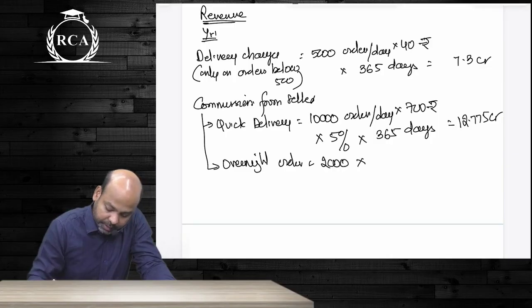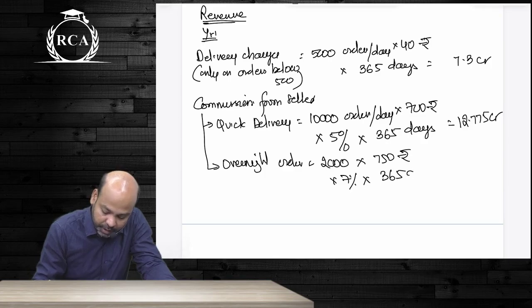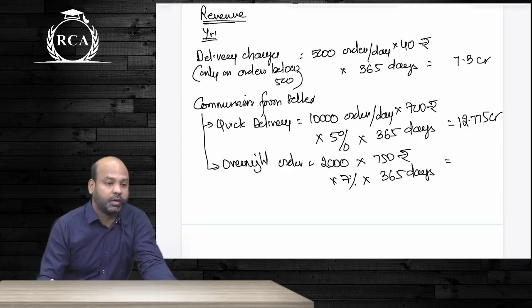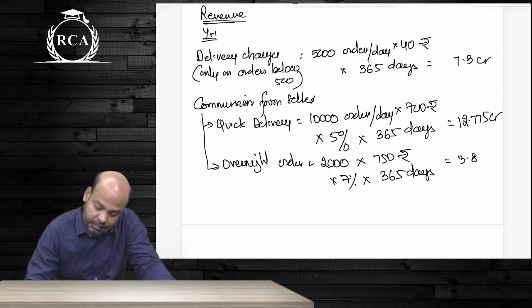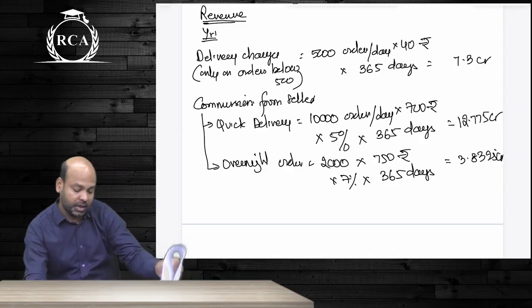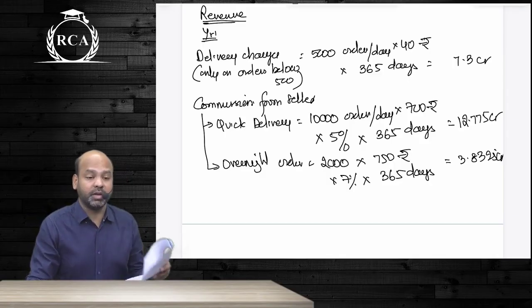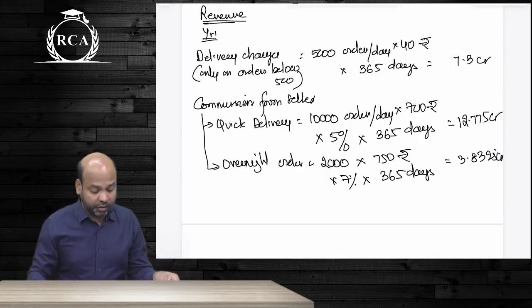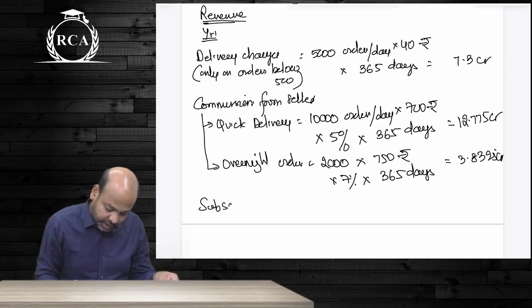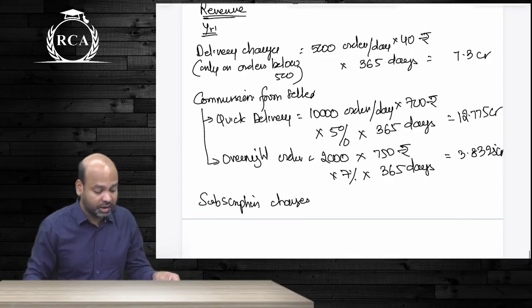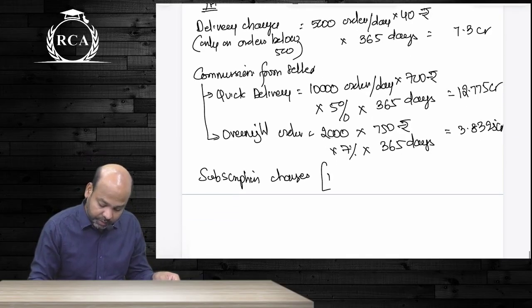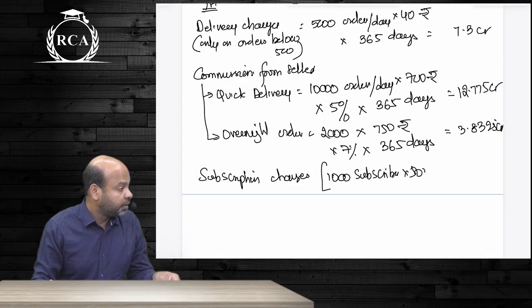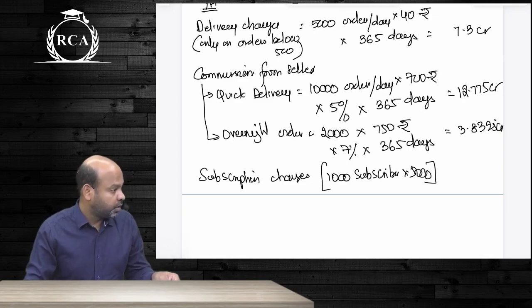2,000 orders multiplied by 750 rupees multiplied by 7% multiplied by 365 days. 3.8325 crores. This is the amount of commission that we are getting from overnight orders. Any doubt in this part? Abhi guys, are we also charging subscription charges? I told you beta subscription charges में गलती हुई है. Actual number of subscribers should have been 4,000, but then they are taking how much beta? 1,000. So I'll write 1,000 subscribers multiplied by how much are they supposed to pay in the entire year? So that will become 50 lakhs. So that is point.